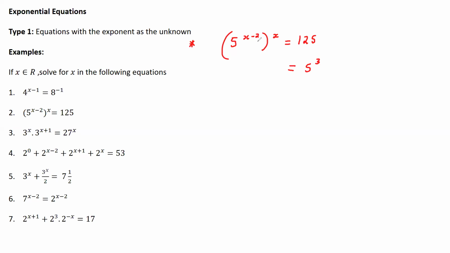Then notice that this x minus 2 must multiply the x. So in other words, there's x minus 2, all this multiplied by the x. So eventually now you've got 5, then it becomes x squared minus 2x. So I've got it as x squared minus 2x. Then I can drop the powers. So I've got x squared minus 2x is equal to 3.